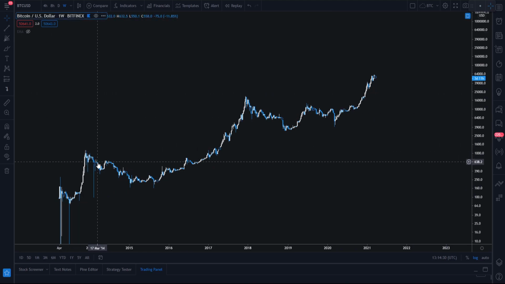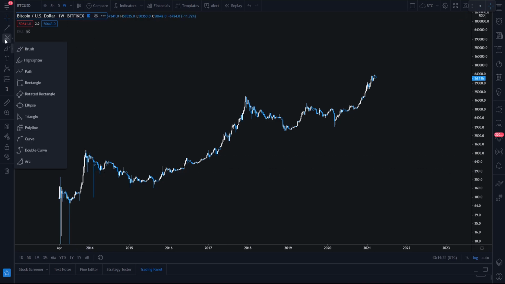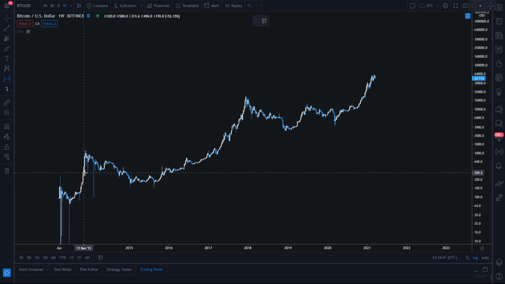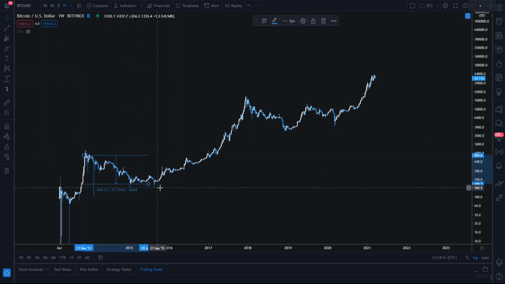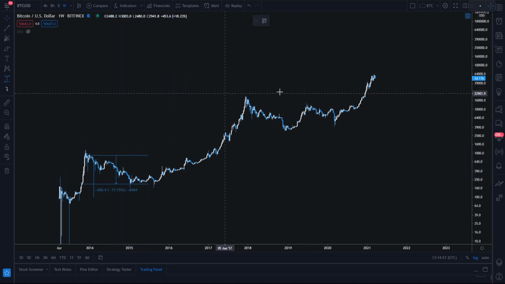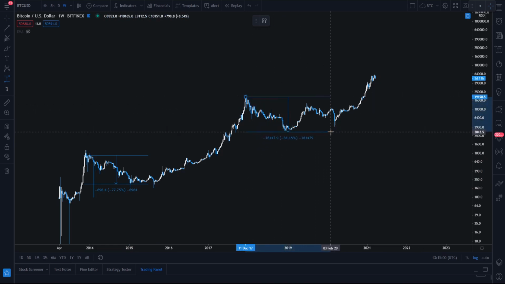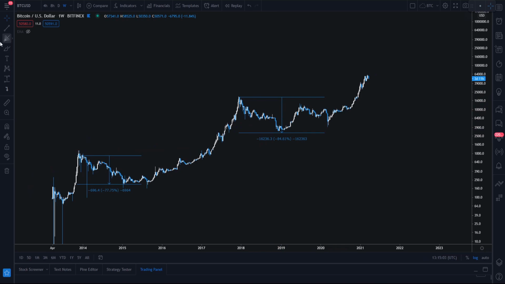So we topped in 2013. So this was the top. And we saw about 80% or 77% drawdown before we started to see accumulation. We also saw the same thing in 2017 with an 84% drawdown. And now, logically, you have some people saying that we might see the same thing again.